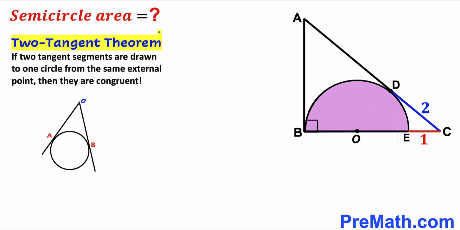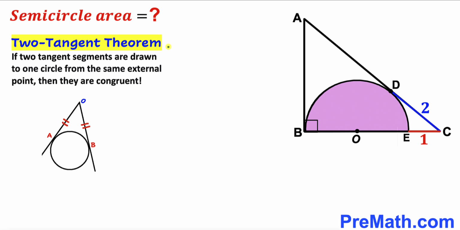Now let's recall the two tangents theorem. According to this theorem, if two tangent segments are drawn to one circle from the same external point, then they are congruent, as you can see in this given diagram. Here we can see this segment AO is going to be equal to this segment BO.